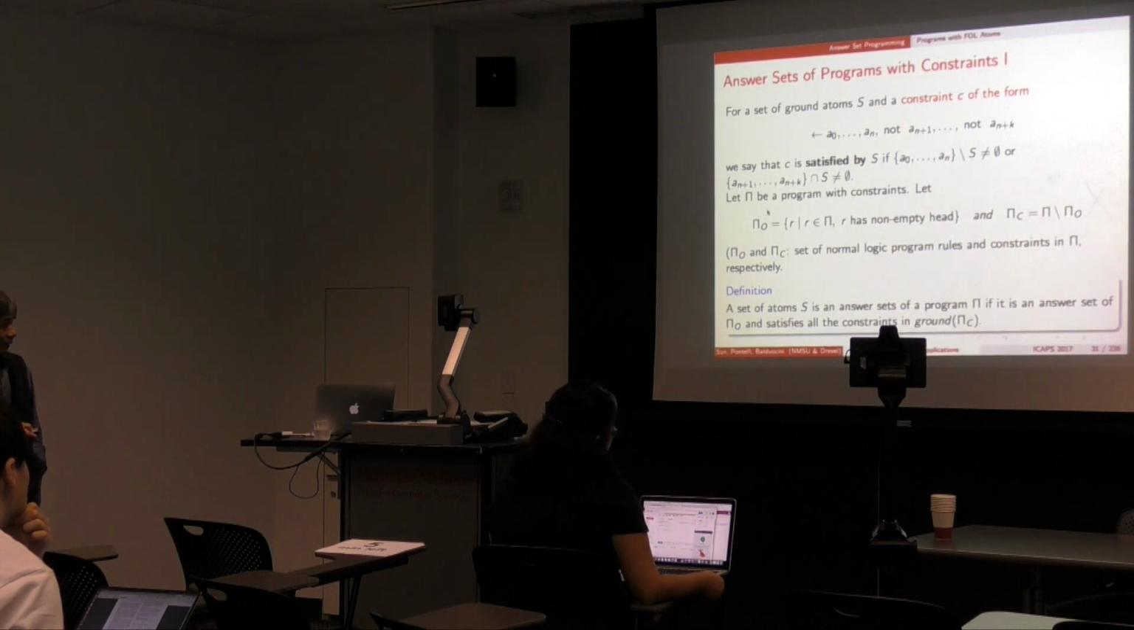For a constraint like that, it means that either one of these has to be false or one of those is true in the answer set. Then the constraint is satisfied.